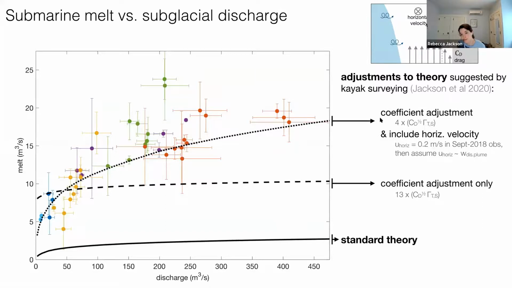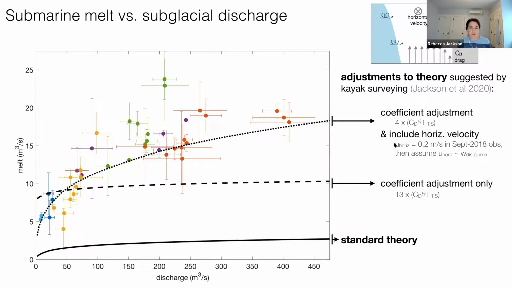But if you go with the scenario where it's both an adjustment to the coefficients and you include the horizontal velocity, you can get a curve that actually roughly tracks what we see in the observations. And to do this, I'm using the horizontal velocity we observe from that September intensive campaign. And then I'm assuming that the horizontal velocity field scales with the energy of the discharge plume. So that's a pretty big assumption, but it's plausible that we might expect the more energetic the discharge plume, the more energetic the kind of larger field across the terminus is in enhancing melt.